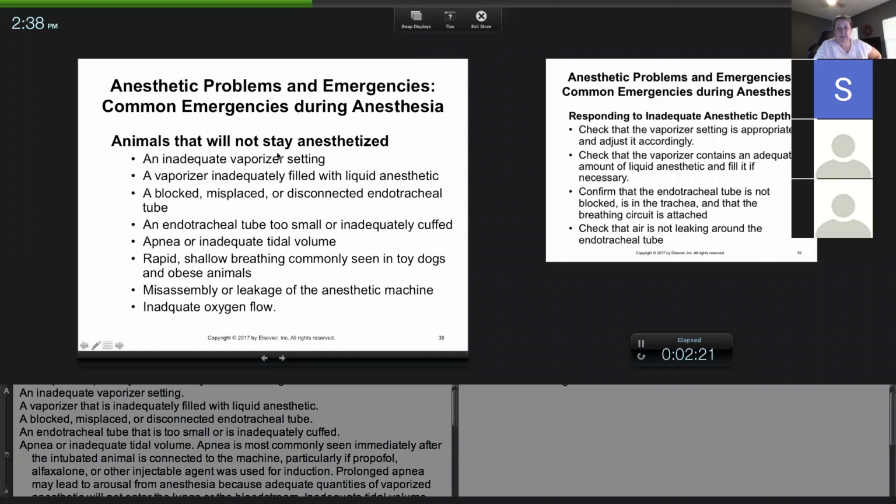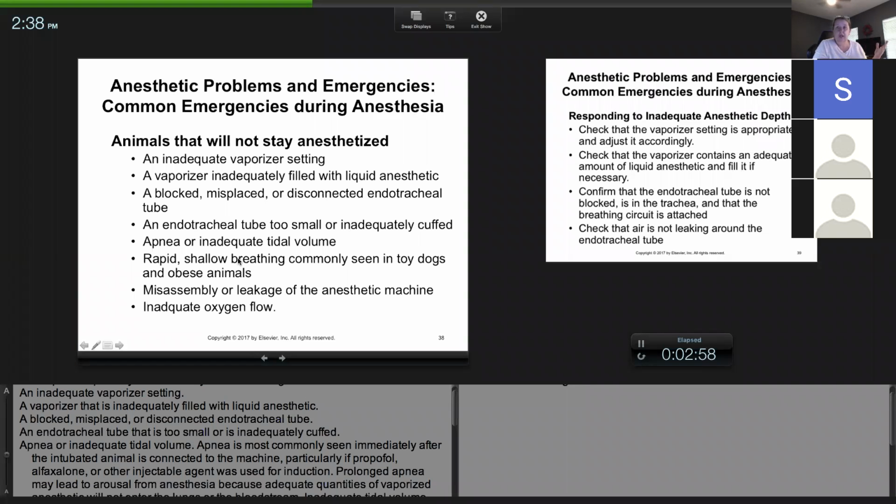If they won't stay asleep, and so you feel like they're moving, blinking, chewing, tachycardic, one of the reasons is, you could have them too low. You didn't set the vaporizer, put the wrong anesthetic. Remember, they go in their own vaporizers, so make sure you put the right one. They can have a blocked tube or a tube that's too small and is leaking, so they're not getting their anesthetic. But think about it. If they don't stay asleep, then how do we also proceed? Is the tubing leaking?